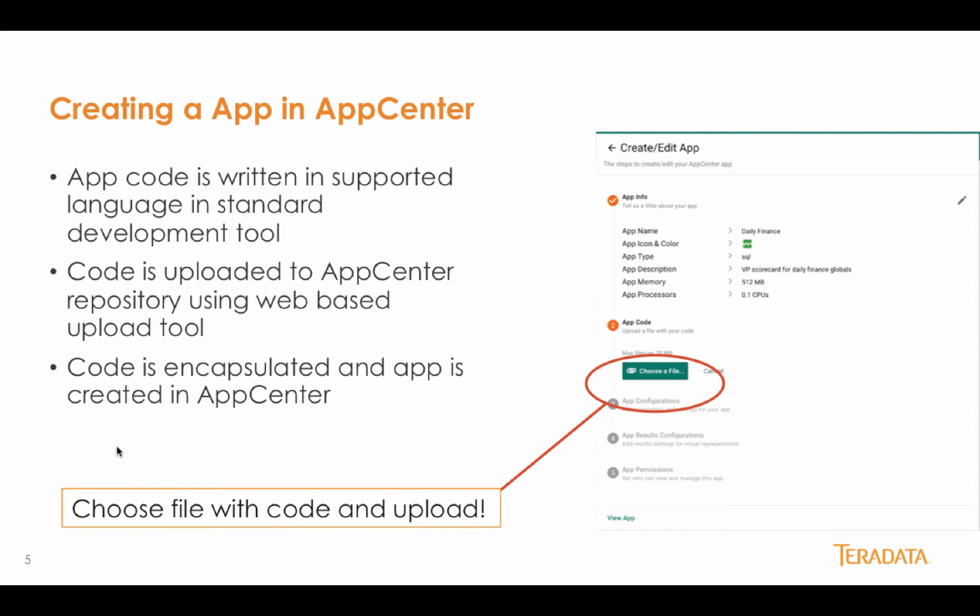To create an app in App Center, you can code within the tool of your choice. For example, if a developer wants to use SQL, they can create SQL within a tool such as SQL Assistant or Toad, and simply choose a file where the code exists. They import it into the App Center framework, and then through the web-based guided process, they can set up the permissions, the platform they're going to connect to, etc. And then the app can be executed by the users.